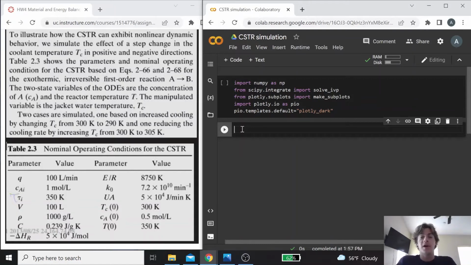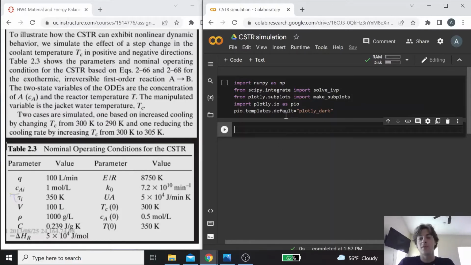In this video, I will be using the equations I derived in part 1 to simulate the changes in concentration and temperature for this continuously stirred tank reactor when the cooling temperature changes from 300 Kelvin to 290 Kelvin and when it's changed from 300 Kelvin to 305.